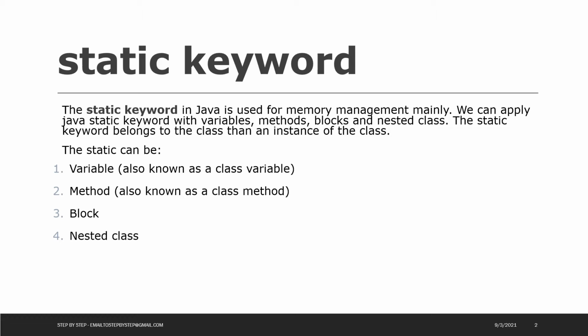So the static can be a variable, also known as a class variable. If you declare any variable as static, it will be known as a class variable. If you declare any method as static, it will be known as a class method. Then we can have a static block and a nested class.